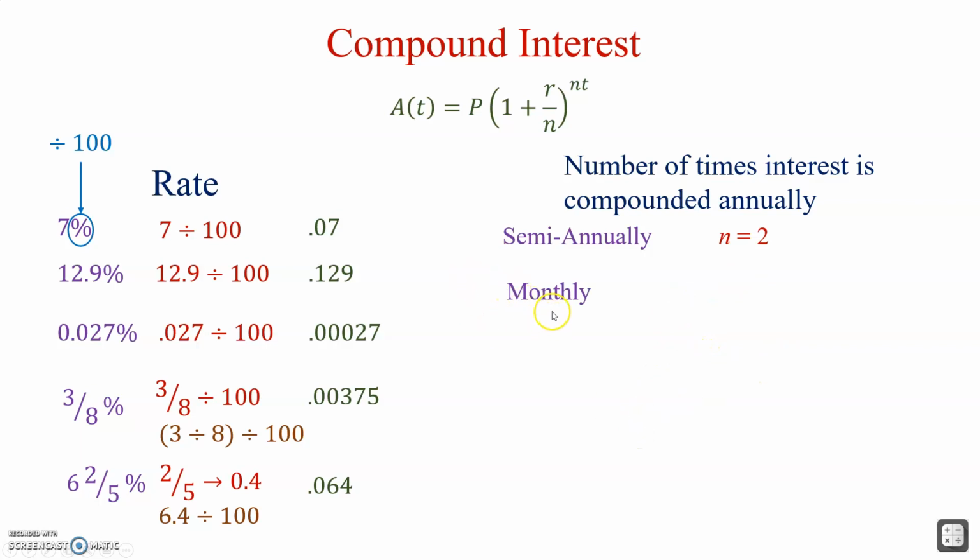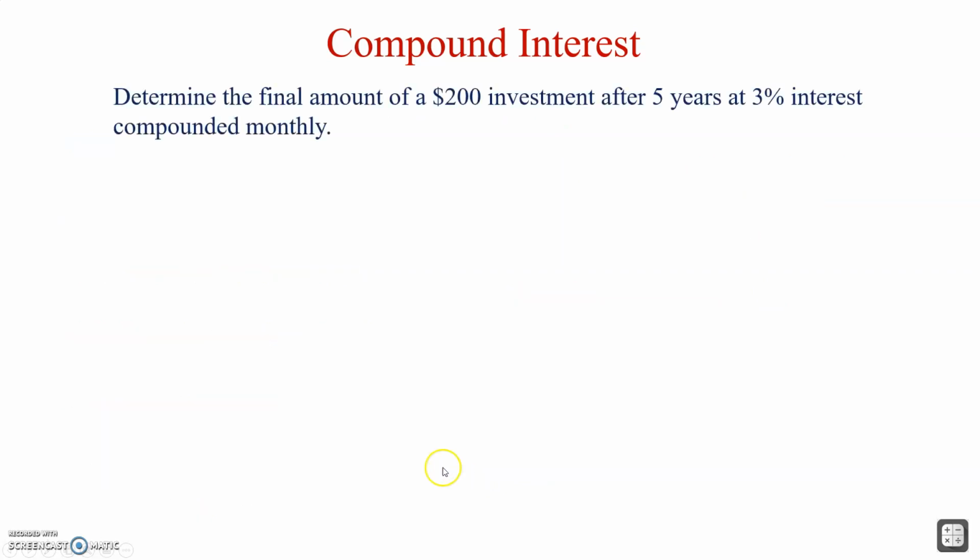I could compound it monthly. That means every month I get a little bit of interest. That means n would equal 12. Weekly, n equals 52. Daily, n equals 365. Quarterly, 4 times a year, n equals 4. So let's look at a few problems.